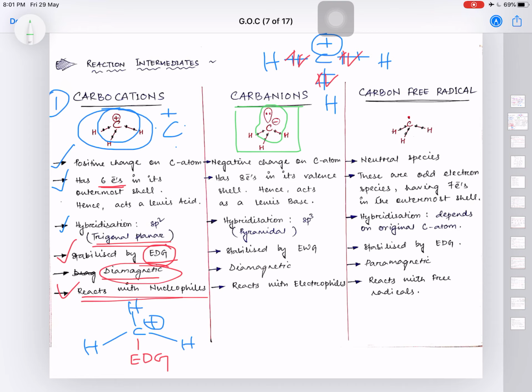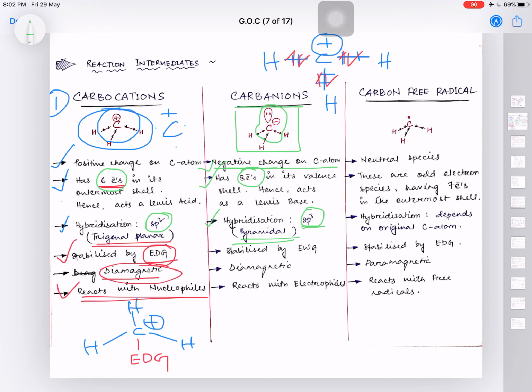Now see, since the central carbon is having an extra electron, it is having a minus charge. So there is a negative charge on carbon. This is the first point. Second point, there are 8 electrons in its valence shell. In the carbocation we had 6 electrons; in carbanion it will have 8 electrons. Then hybridization will be sp3. In carbocation it was sp2 and trigonal planar was the geometry, and in carbanion it is sp3 and geometry is tetrahedral.